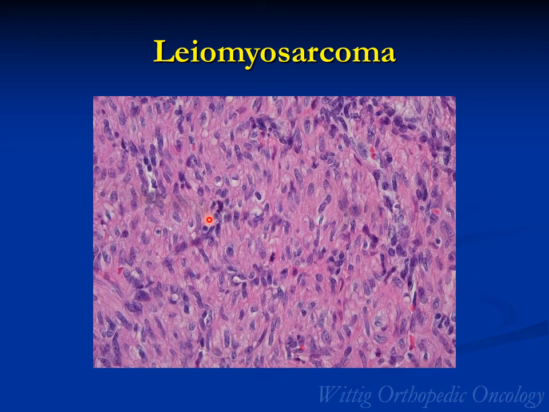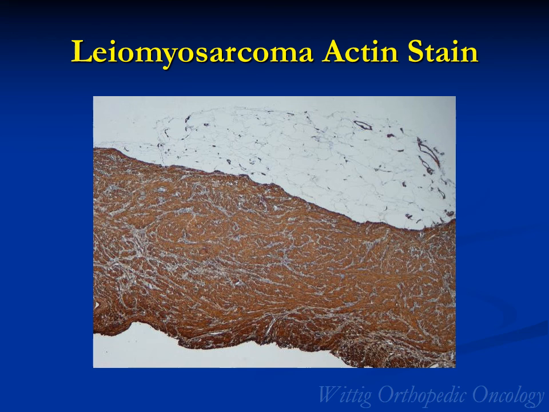An example of a leiomyosarcoma, intermediate to high power view, looking for corkscrew shaped nuclei, which I don't really readily make out here, but nothing specific. We're going to have to rely on the immunohistochemical stains for accurate classification. Here's the actin stain of the core needle biopsy, which is diffusely positive for actin.